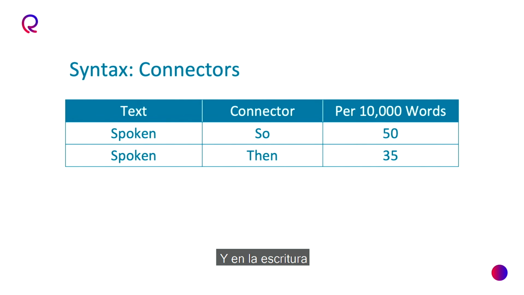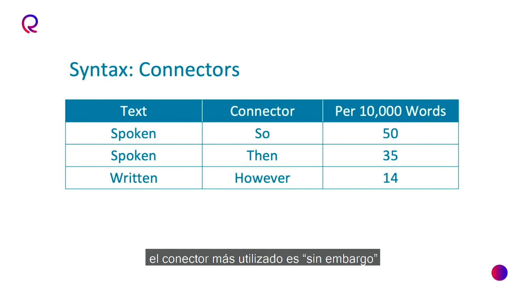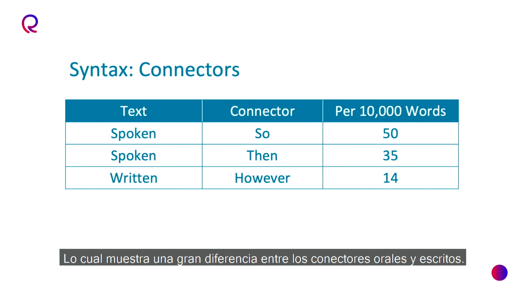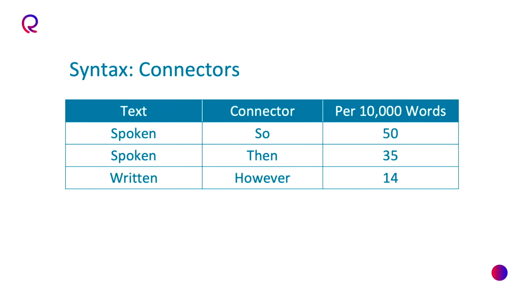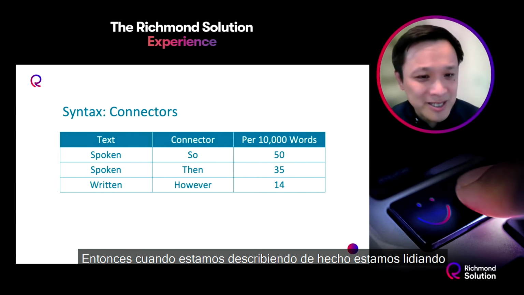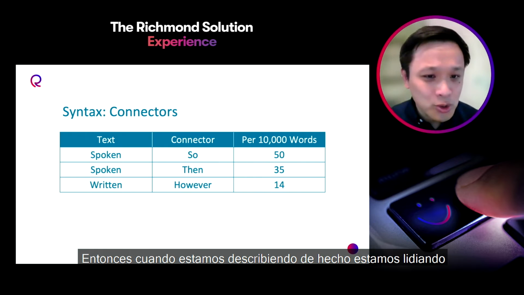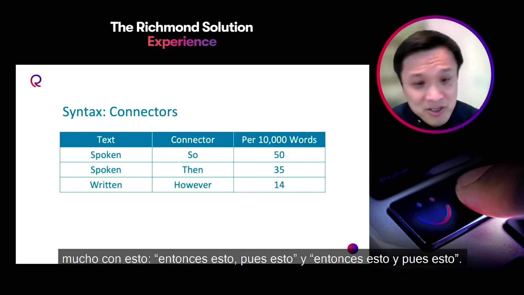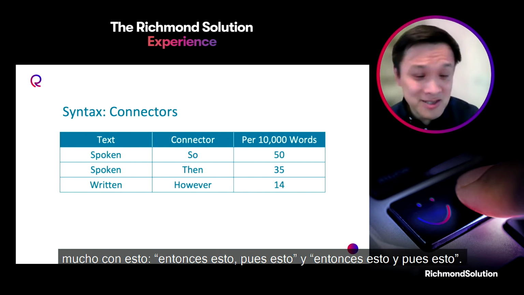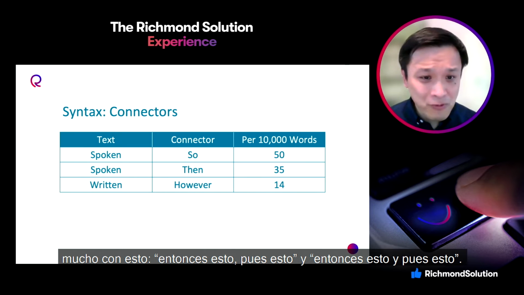Now, for writing, the most frequently occurring connector is however. But you can see that even though this is the most frequently occurring connector in writing, it only shows up about 14 times for every 10,000 words, which is quite far away from those frequently occurring connectors in spoken language. So it tells you that when we're speaking, quite often, really all we're dealing with is, so this, then that, so this, then that, and so on and so forth.